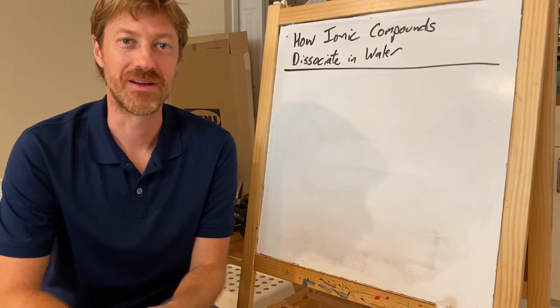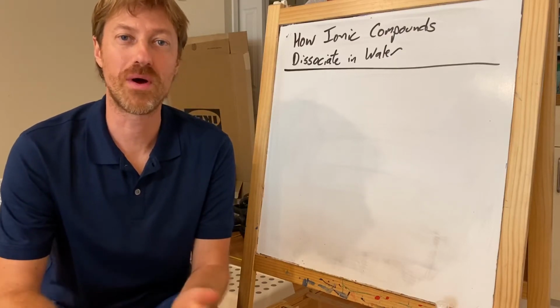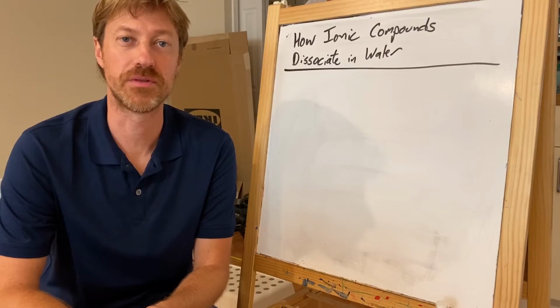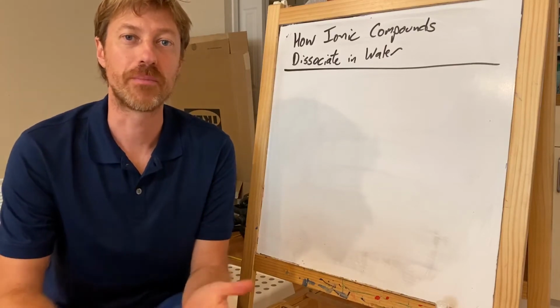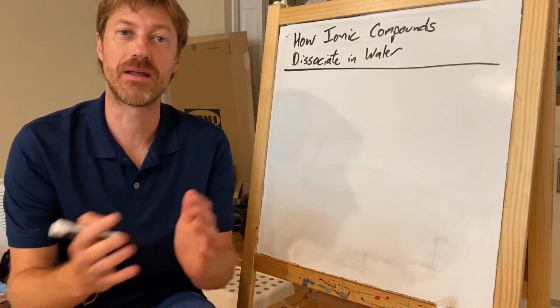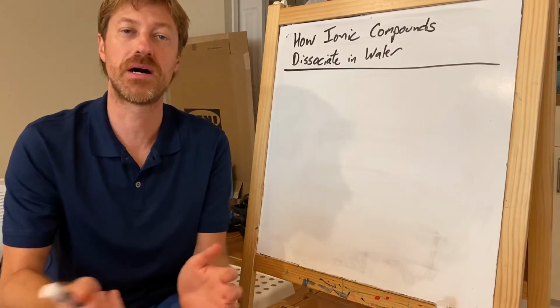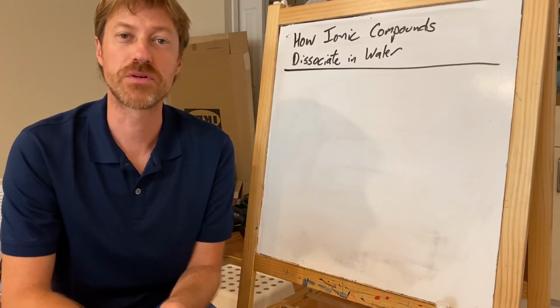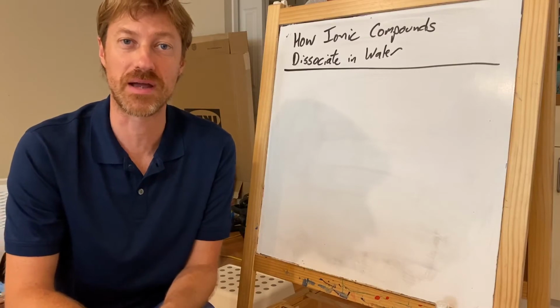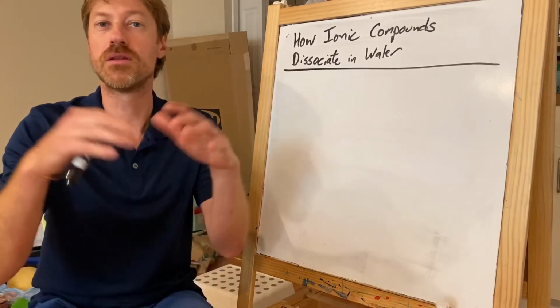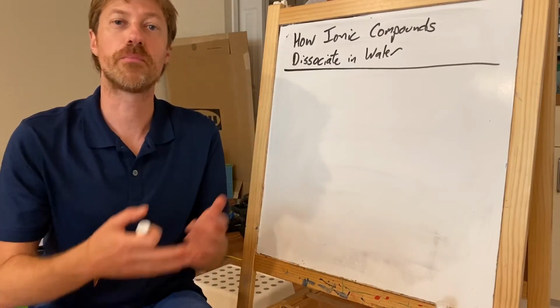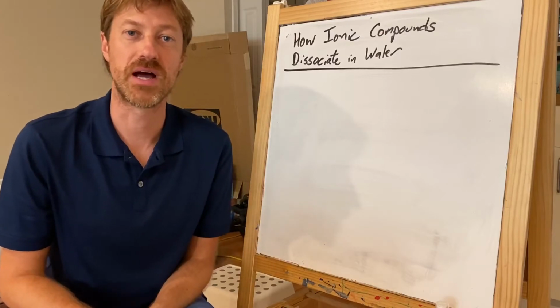Hi, this is Mr. Goma, and in this video, we'll talk about what happens to ionic compounds when they're dissolved in water. So remember, ionic compounds contain a metal and a nonmetal, sometimes a metal and a polyatomic ion, and of course they're comprised of ions. So within the neutral compound overall are positively and negatively charged ions.